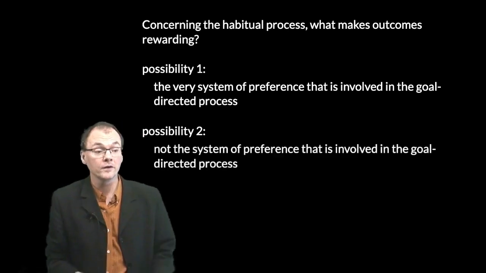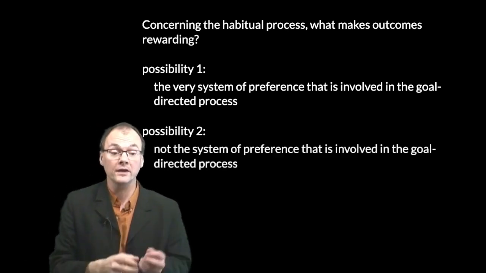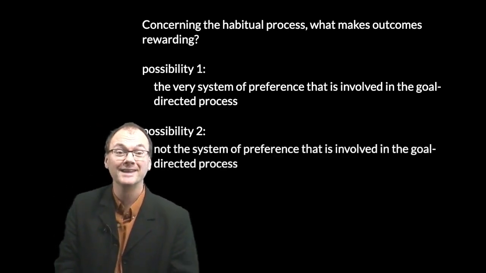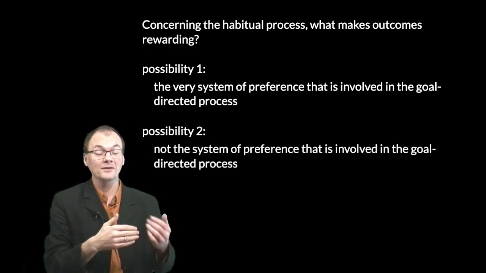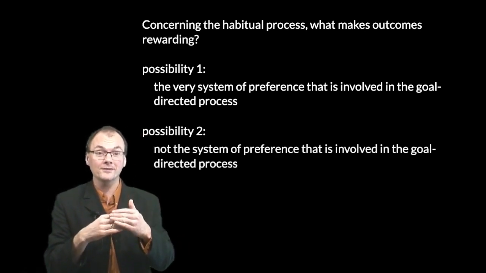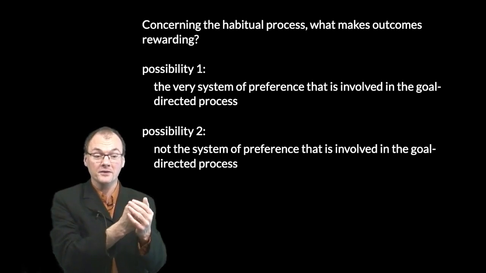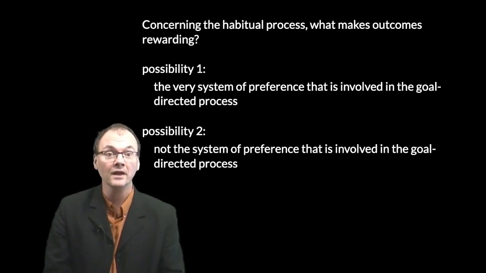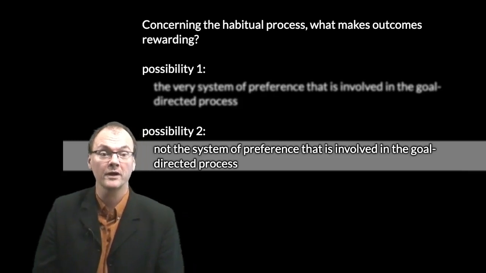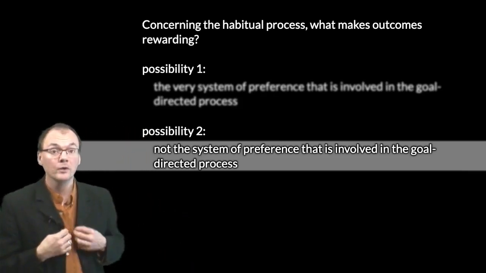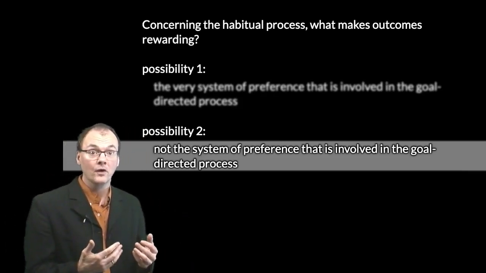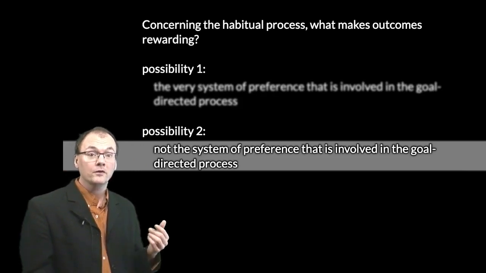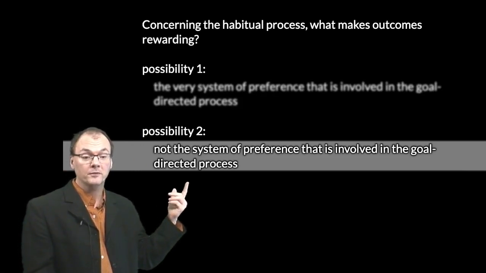Or we could take the converse view, and we could suppose that it's not that system of preferences. Right? So with respect to the habitual process, this notion of rewardingness will come from something other than the preferences that guide the dual process theory. So take a moment, think about what happens on either possibility. I take it we don't know which of these possibilities is correct, right? But just hypothetically, suppose the second possibility were correct.